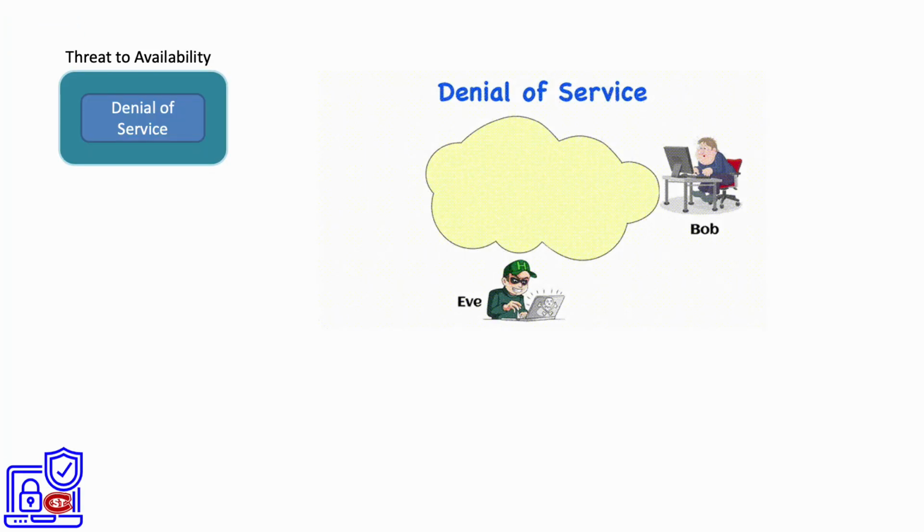Denial of service is an example of a threat to availability. It is a very common type of attack. As you can see in the example here, the attacker is sending unnecessary requests to overload Bob's computer. The attacker might send so many bogus requests to a server that the server crashes because of heavy load. The client might think that the server is not responding.